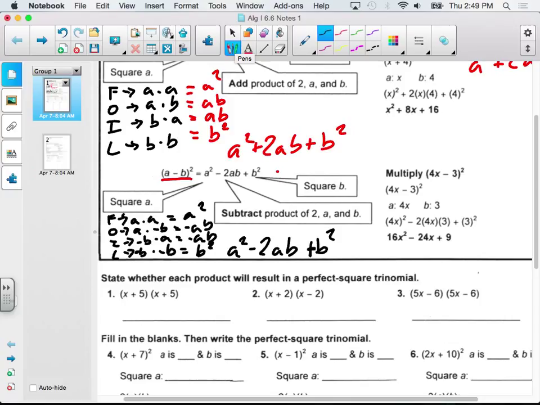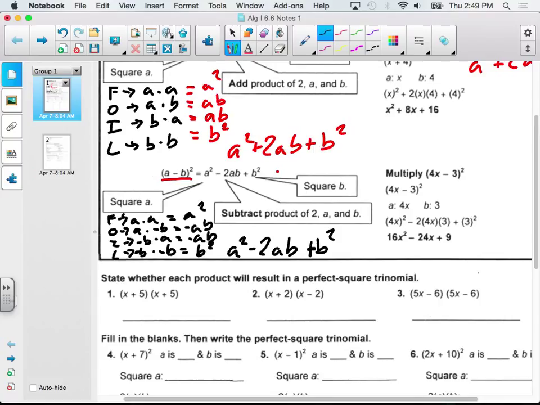So just over here, they have another example, 4x minus 3 squared. They say our a is 4x and our b is 3. Where do they get that 3, if that's negative 3?